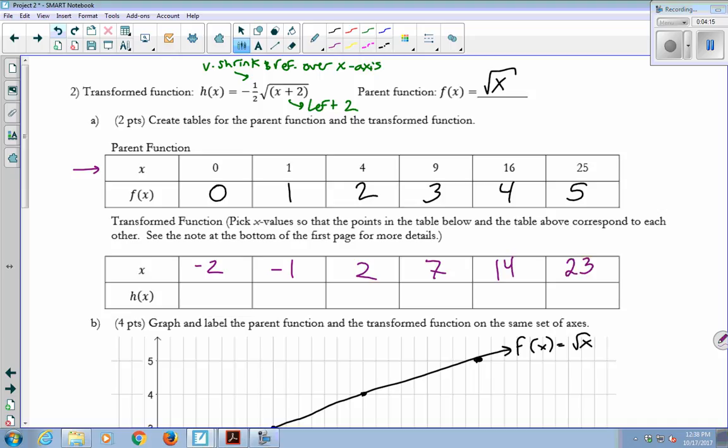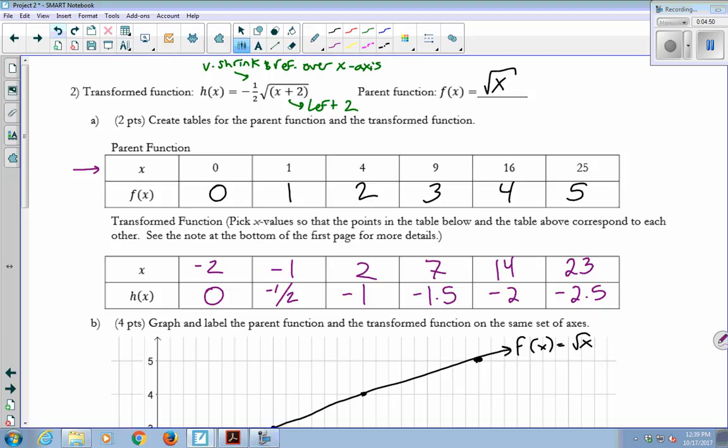So I've changed the x values appropriately. Now I want to change the y values. So for each of these y's that I have on the parent, I'm going to multiply them by -1/2. So 0 times -1/2 is still 0. 1 times -1/2 is -1/2. 2 times -1/2 is -1. 3 times -1/2 is -1.5. 4 times -1/2 is -2. And 5 times -1/2 is -2.5.